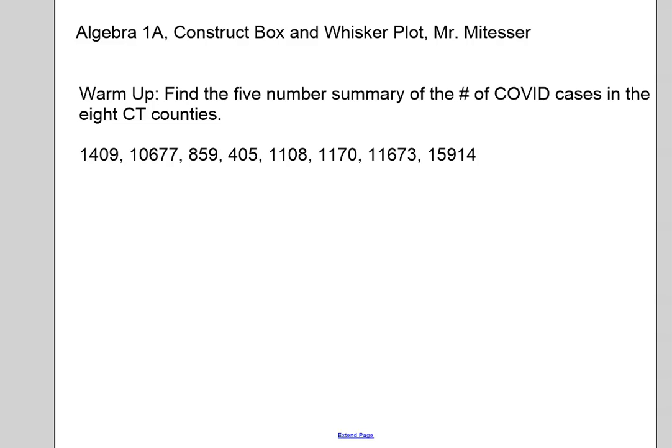So far you've learned how to make a 5-number summary. Here I collected data from the number of COVID cases in each of the 8 Connecticut counties. What I'd like you to do is just find the 5-number summary. Remember, you have to put the numbers in order first, and then find all those pieces: the min, the Q1, the median, the Q3, and the maximum. So pause, then do it.